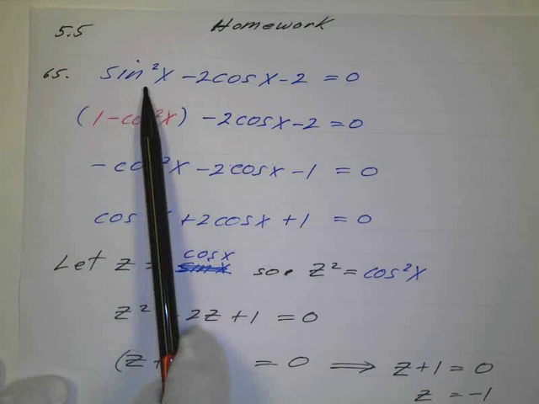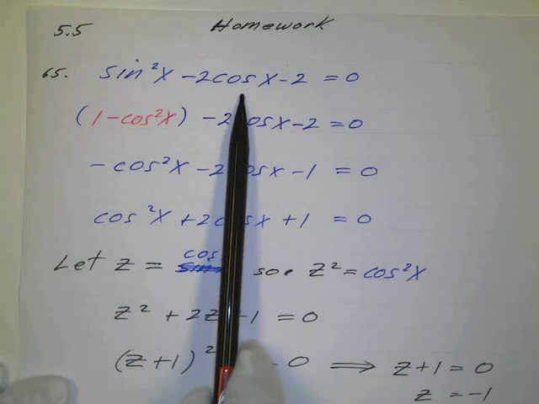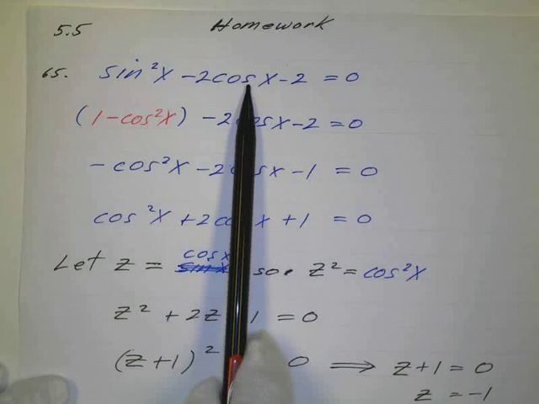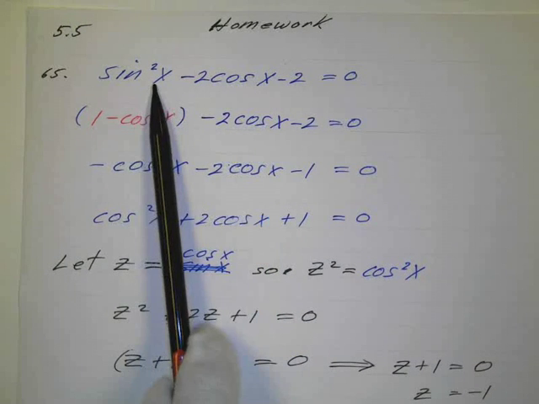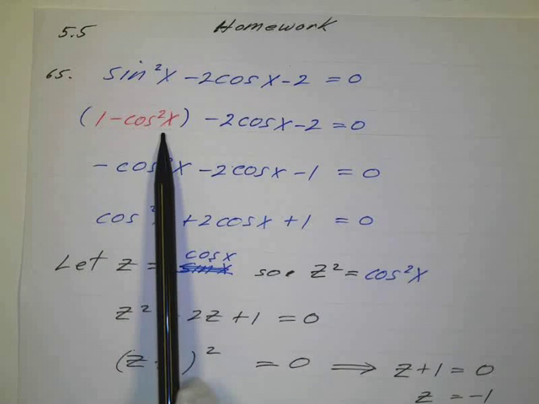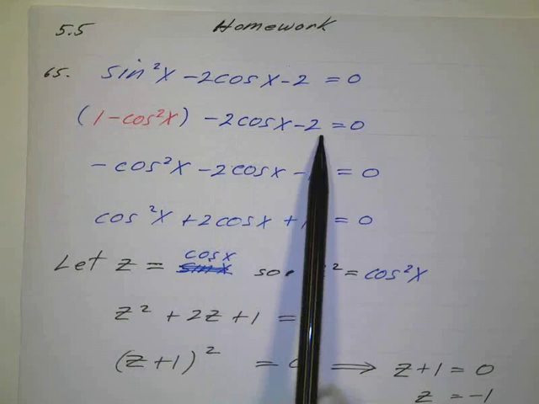Okay, the same idea. We've got sine squared of x minus 2 cosine of x minus 2. Again, I've got cosines and sines. Now the cosine is in the linear term. The sine squared I can change by using the Pythagorean identity. This is the same thing as 1 minus the cosine squared of x. Again, minus this.